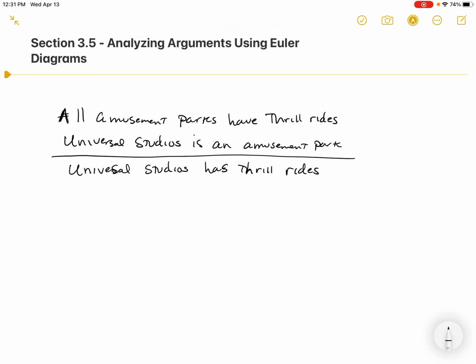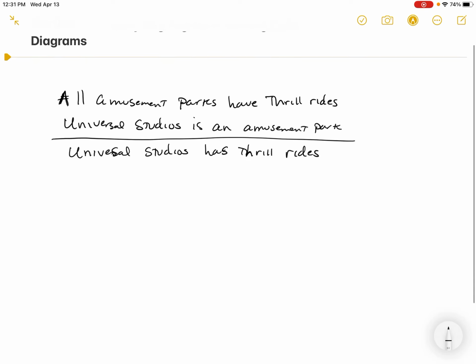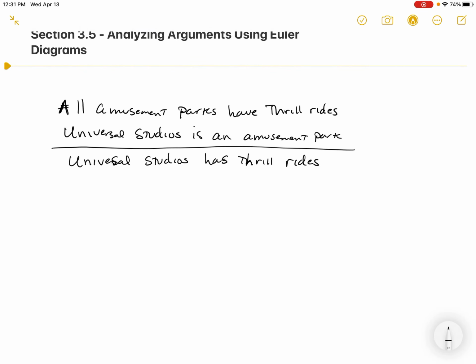And so the answers are valid or invalid, but you want to substantiate them. So the way that Euler did his justifications is very visual. It's very nice. And so I think this section is going to go very well. So all amusement parks have thrill rides. So what does that mean? Let's draw a picture of that.